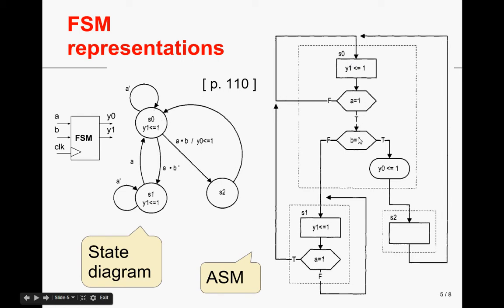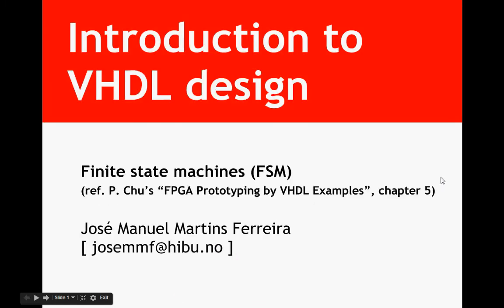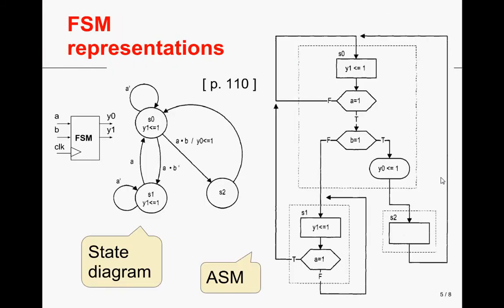Now if this is true, then we will ask if input B is 1. And if that is true, then we will assert the Mealy output y0. And the next state will be S2. In the case of S2, there is nothing inside the state box because the Moore output is 0. And the next state will always be S0.